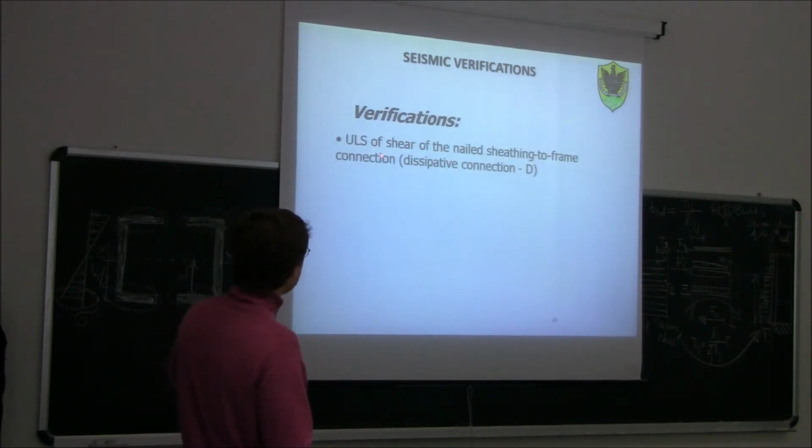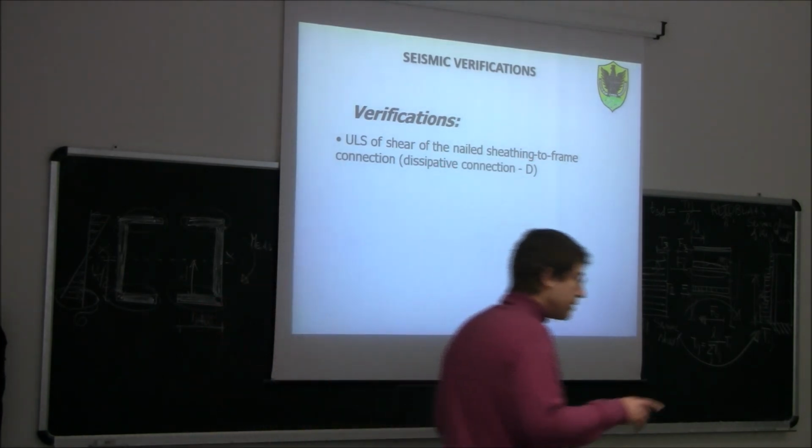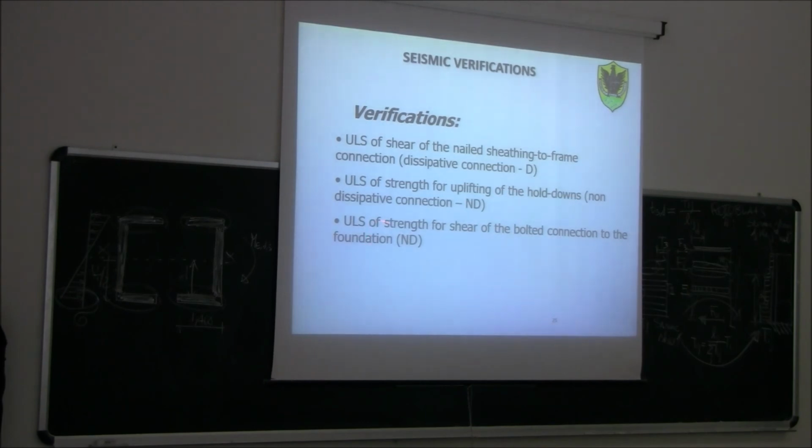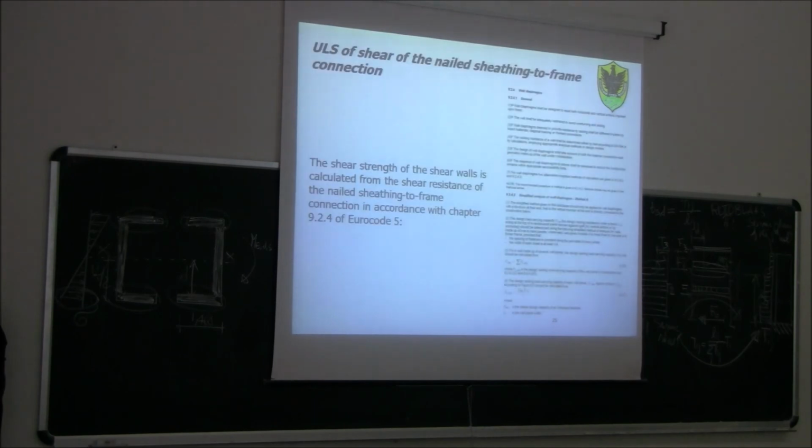So we will start with the ultimate state of shear of the nail sheathing-to-frame connection. Just a reminder that the nail sheathing-to-frame connection is a dissipative connection. Then the ultimate state of strength for uplifting of the hold-downs. Hold-downs are, in this case, non-dissipative connections, so we will have to design the hold-downs for the overstrength of the nails. Then, the ultimate state of strength for shear of the bolted connection to the foundation. Ultimate state of tensile strength of the closed perimeter beam, non-dissipative one. And ultimate state of shear strength of the nail flooring to the perimeter beam connection, non-dissipative one. So those are all the verifications that we have to do.